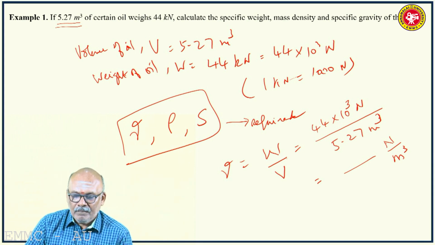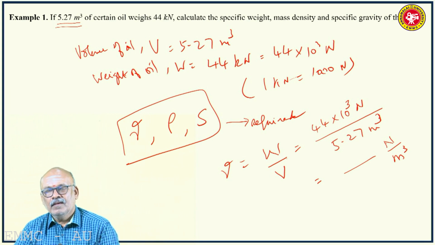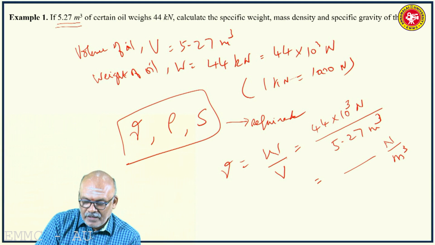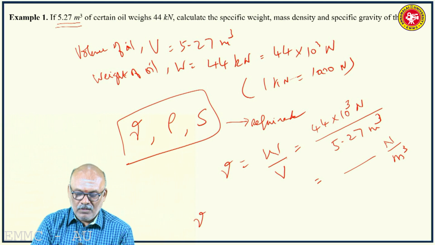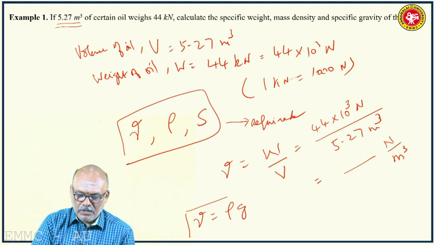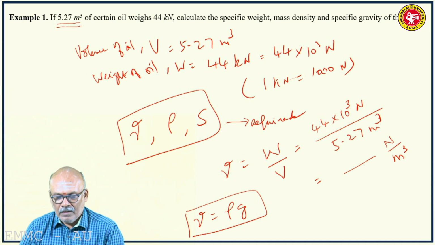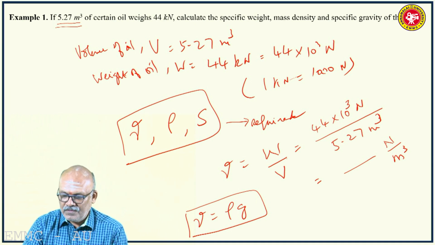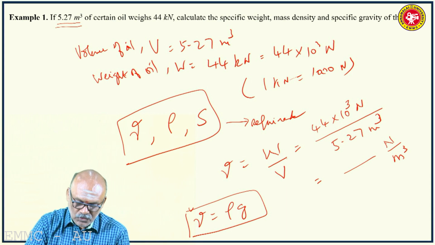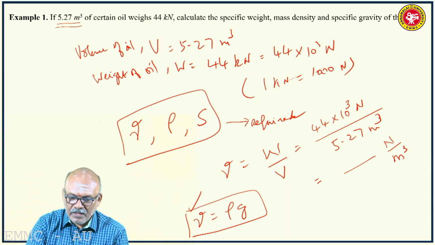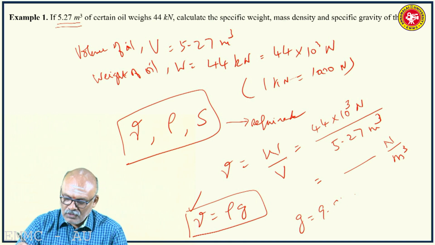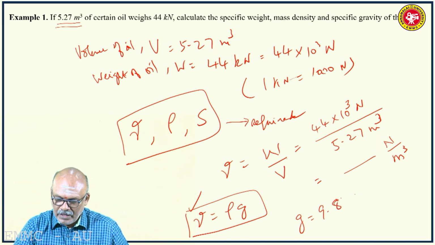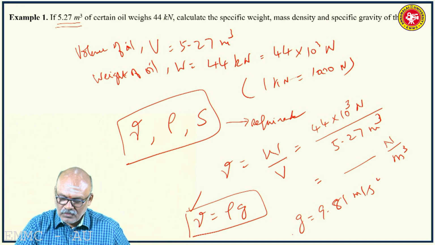Then mass density. How do we determine the mass density? We can use the relationship between specific weight and mass density, that is gamma is equal to G times rho. Let us use this relationship. Now we have determined gamma, this value is known. G is not given in the problem statement, so let us take the value G is equal to 9.81 meter per second square.